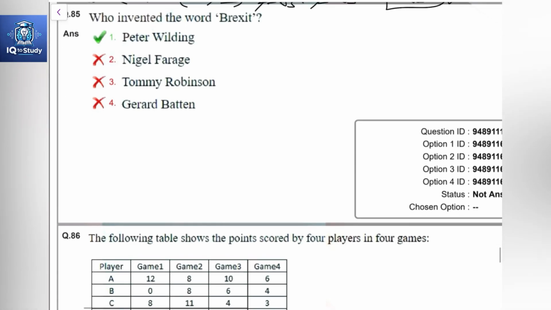Who invented the word Brexit? Peter Wilding invented that word.